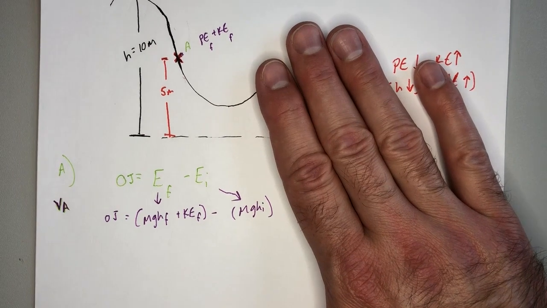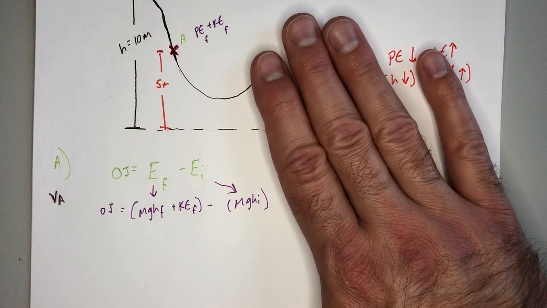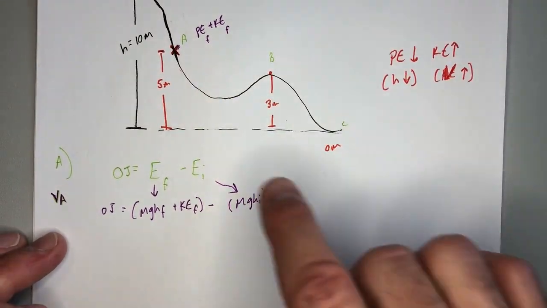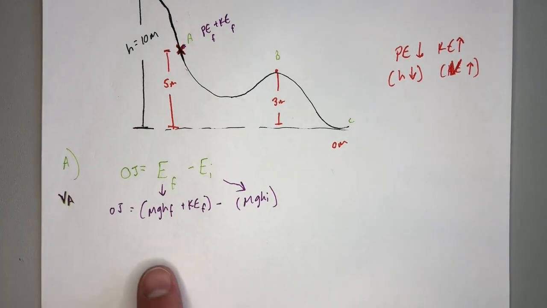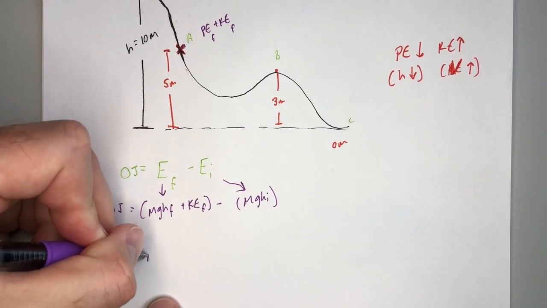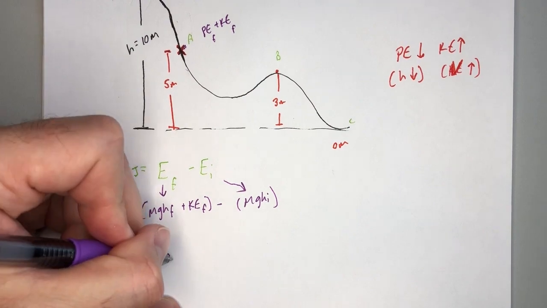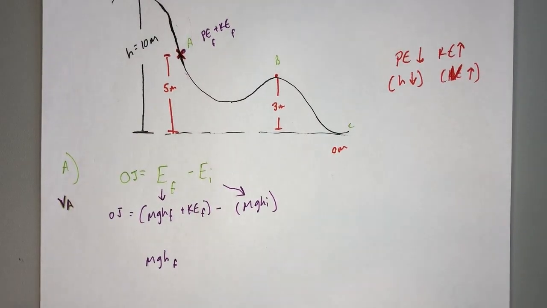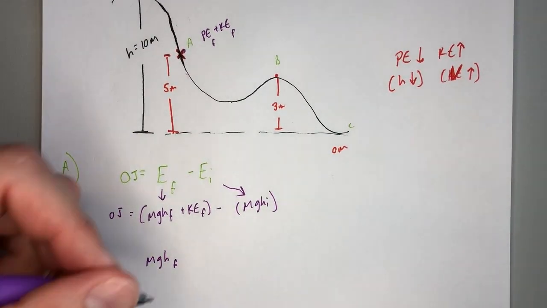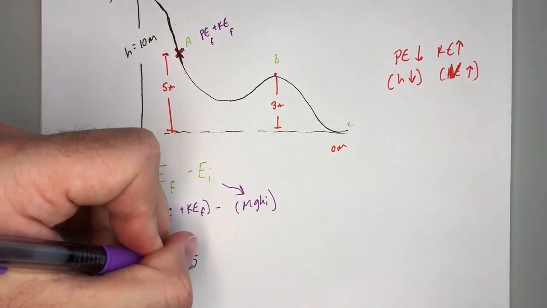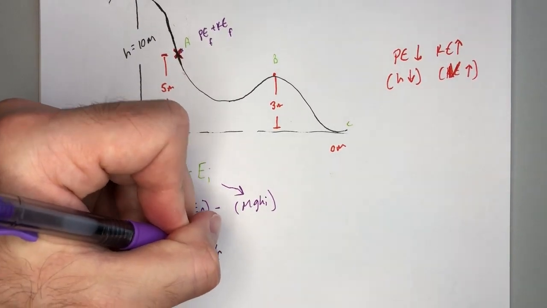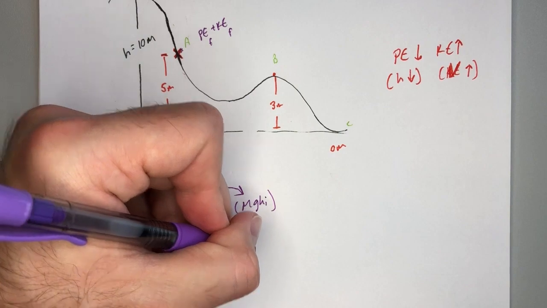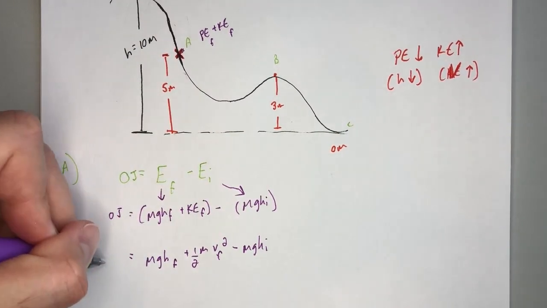Okay, so we have this right here, and there's a great reason to solve this in variables, so I'm going to keep it in variables because it'll help us later on, just like this. So mgh final. I'm just going to rearrange this. I'll show you the steps here. Plus 1/2 mv final squared minus mgh initial equals 0 joules.